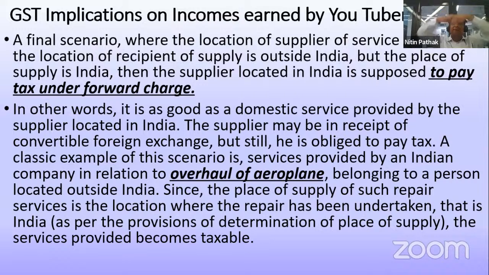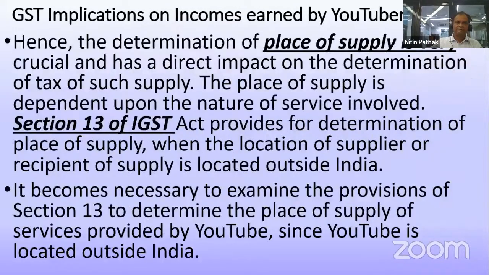A classic example of this scenario is an Indian company repairing an aeroplane belonging to a person located outside. The plane belongs to a recipient outside India. Since the place of supply of such repair services is in India and the repair is done in India, that is why the service has to be taxable. Hence, the determination of place of supply is very crucial and has a direct impact on the determination of supply.